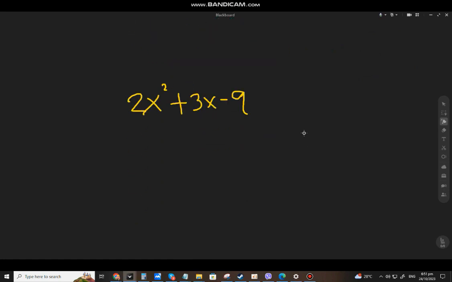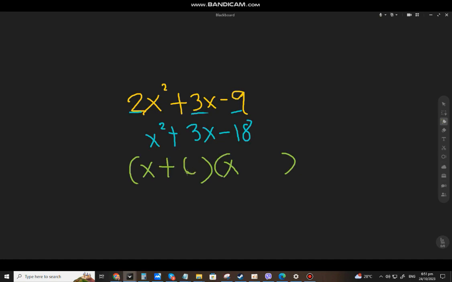Now, how about another example? 2x squared plus 3x minus 9. Check if they have a GCF. 2, 3, and 9, they don't have a GCF. So we do the slide technique. Now put x squared plus 3x minus 18, since 2 times 9 is 18, right? Now we can factor them. It will be x and x, with positive 6 and negative 3, because 6 times negative 3 is negative 18, and 6 minus 3 is positive 3.